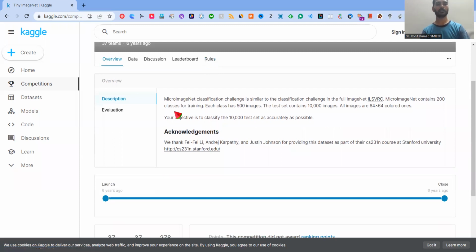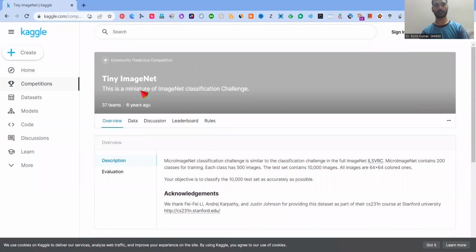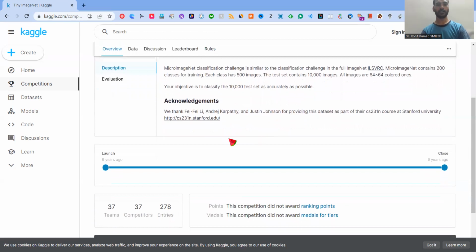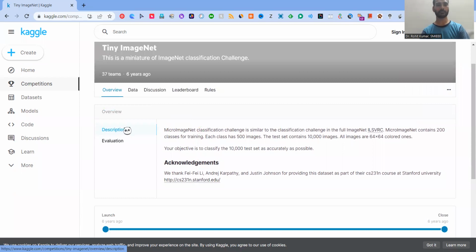So here we have the overview. You can see that this Micro ImageNet, we have termed it in place of Tiny ImageNet. This challenge is similar to the classification challenge in the full ImageNet dataset. It has around 200 classes for training, each having around 500 images, and the test set has around 10,000 images. All are 64 by 64 colored images. As acknowledgement, they have given this link to a CS course at Stanford University, so if you're interested, you can jump onto it and find the related information.